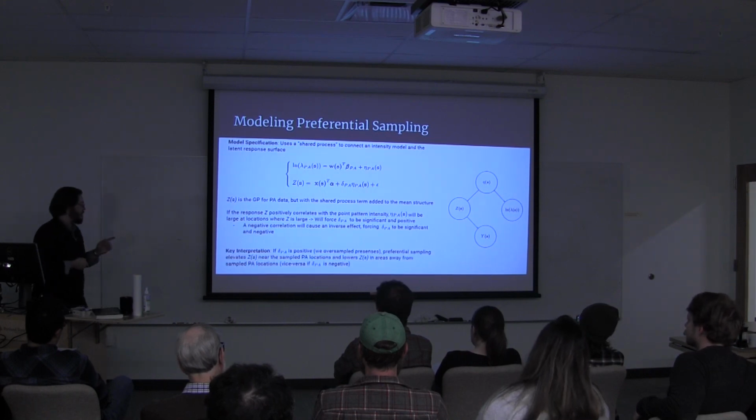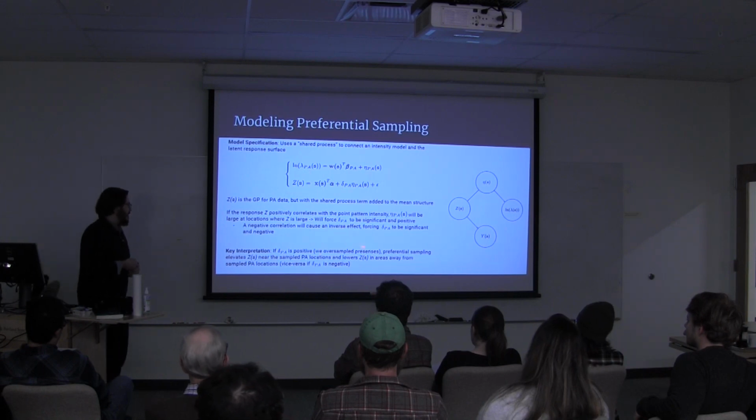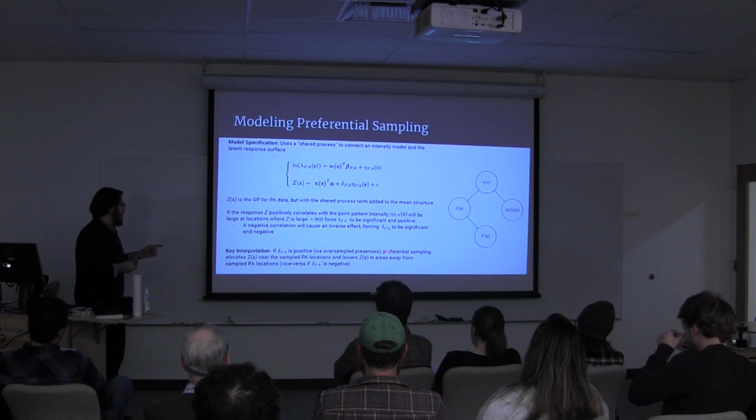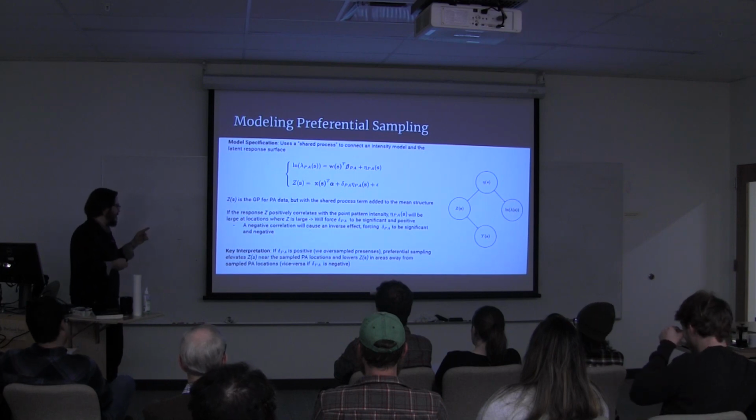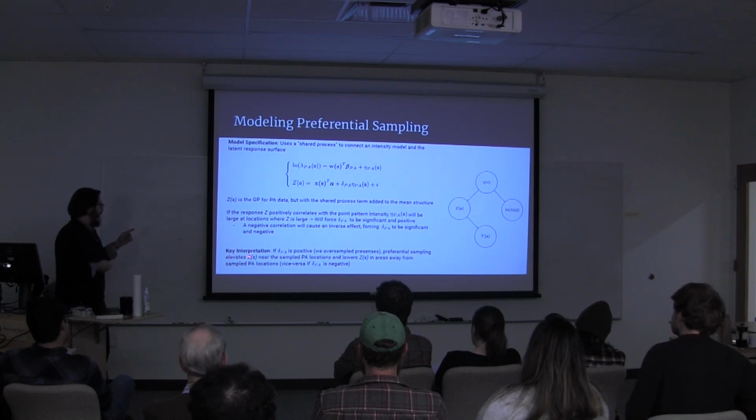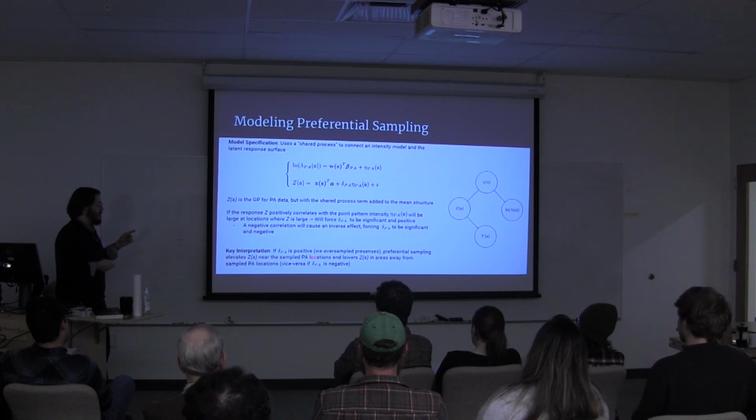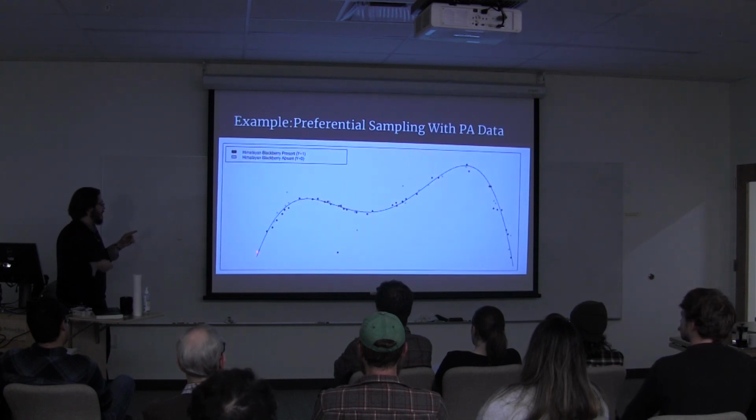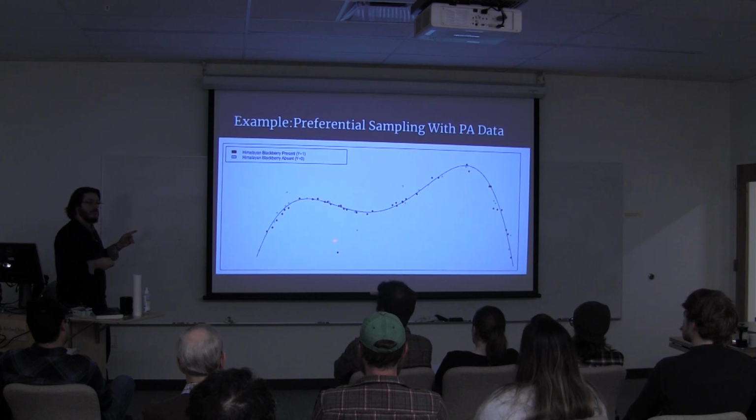So here's the key interpretation. What's the mechanism at play here? If we oversampled presences, which is the case in the Himalayan blackberry example, preferential sampling elevates Z near the presence-absence locations and lowers Z in areas away from it. So that's exactly what we wanted. We want that surface to be high along the path and low off the path. That's what preferential sampling allows.